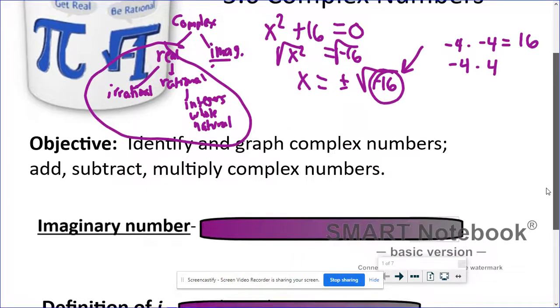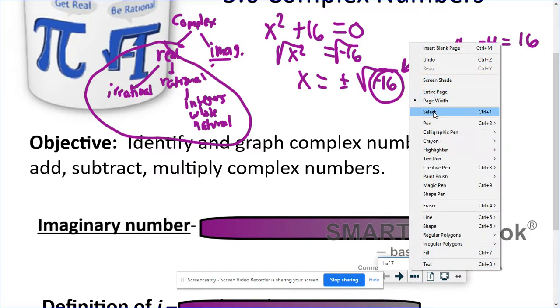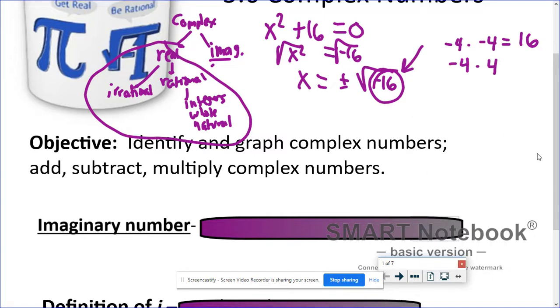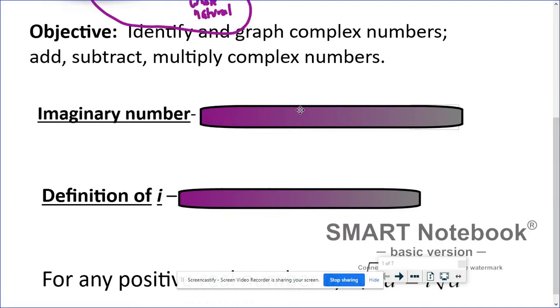So the objective for this lesson, we're going to identify and graph complex numbers. We're going to add, subtract, and multiply complex numbers. So there's a lot of background information on complex numbers before we start using them to solve quadratic functions. It'll seem like this lesson is a deviation from what we've been working on, but it's going to be the background information that's going to get us to where we're going to go.